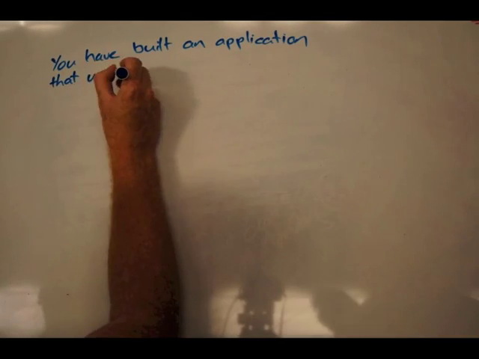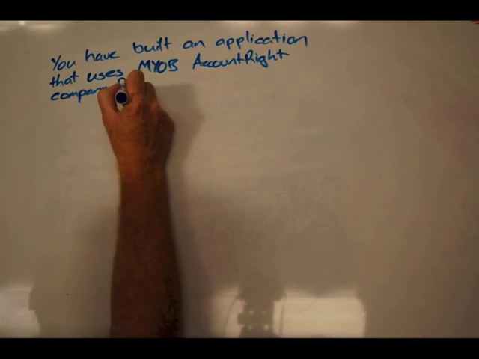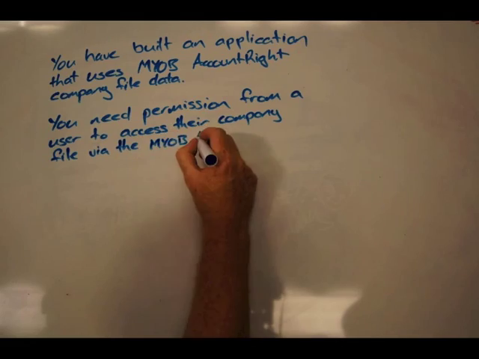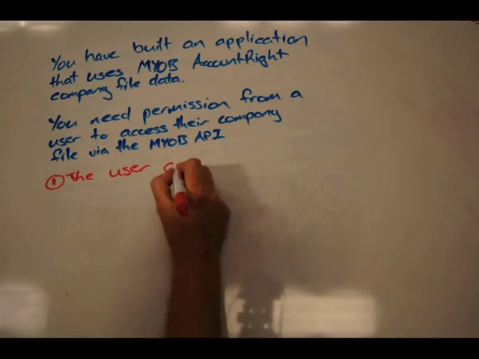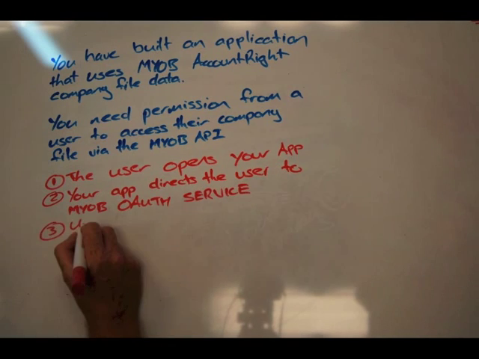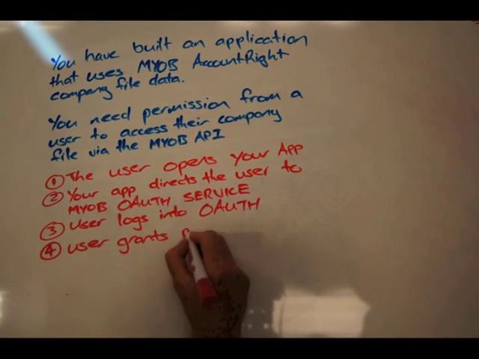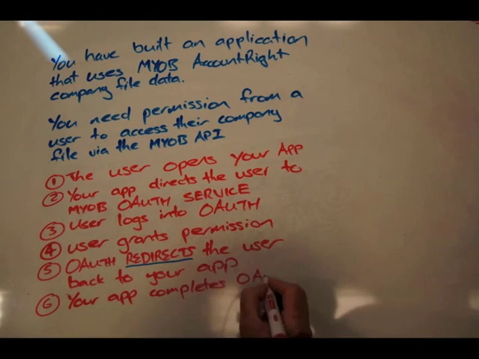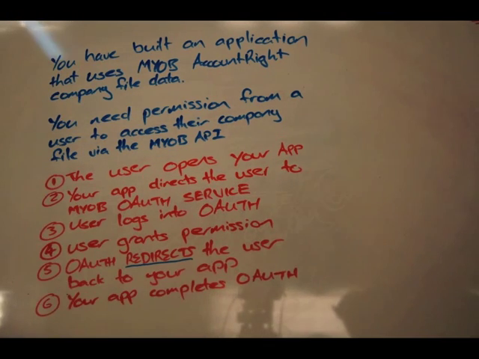You have built an application that uses MYOB AccountRight company file data. You'll need permission from a user to access the company file via the MYOB API. So first the user opens your app. Your app directs the user to the MYOB OAuth service. The user logs into OAuth, the user grants permission. OAuth redirects the user back to your application. Your app then completes the OAuth process.